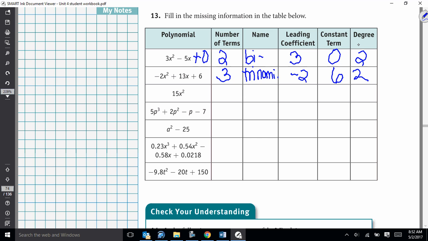Wait, for this one? No. This one? Yeah. There's the 2 after the x, and then there's technically x. For the degree, it's just the highest one. So you're just looking at whatever is the top.